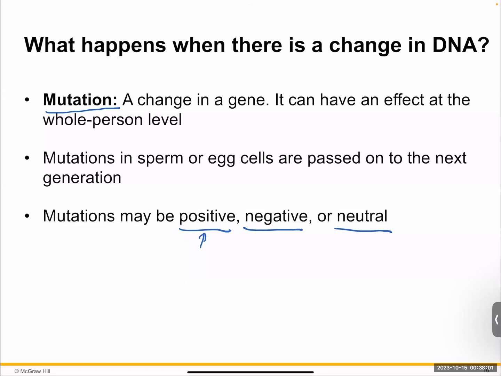Now, a mutation in either sperm or egg can pass that problem, that mutation, or those changes to the next generations. And again, those changes can have no effect, can negatively impact the offspring, or can improve the function of the gene or protein.